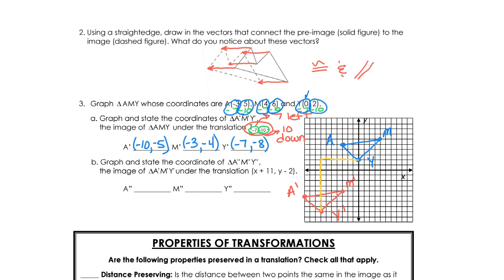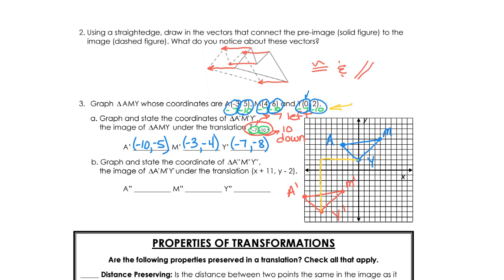And so I think it's a little bit easier if you do that little trick there where you subtract the 7 and subtract the 10 in the same order they gave them to you in the translation. I think it's easier to get your coordinates and then graph those coordinates instead of counting 7 left and 10 down 3 times for each one and then having to figure out the coordinates after that. Okay, a little quicker. All right, so then part B says graph and state the coordinates of triangle A double prime, M double prime, Y double prime, the image of triangle Amy under the translation. So what we have to be careful is what triangle are they sliding?